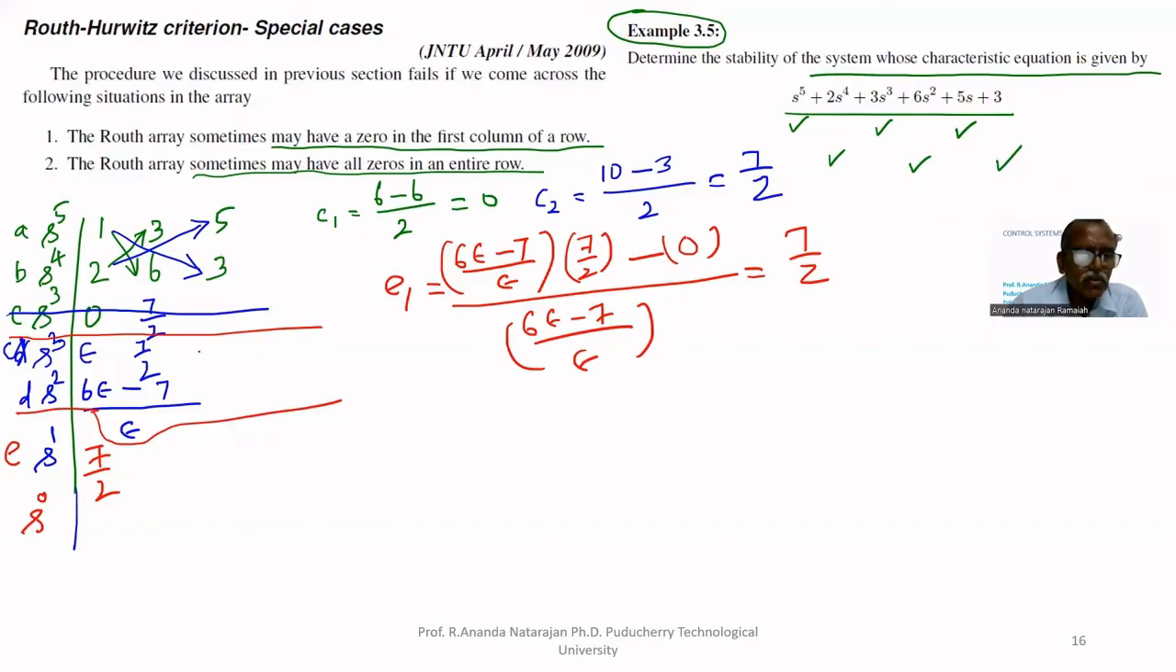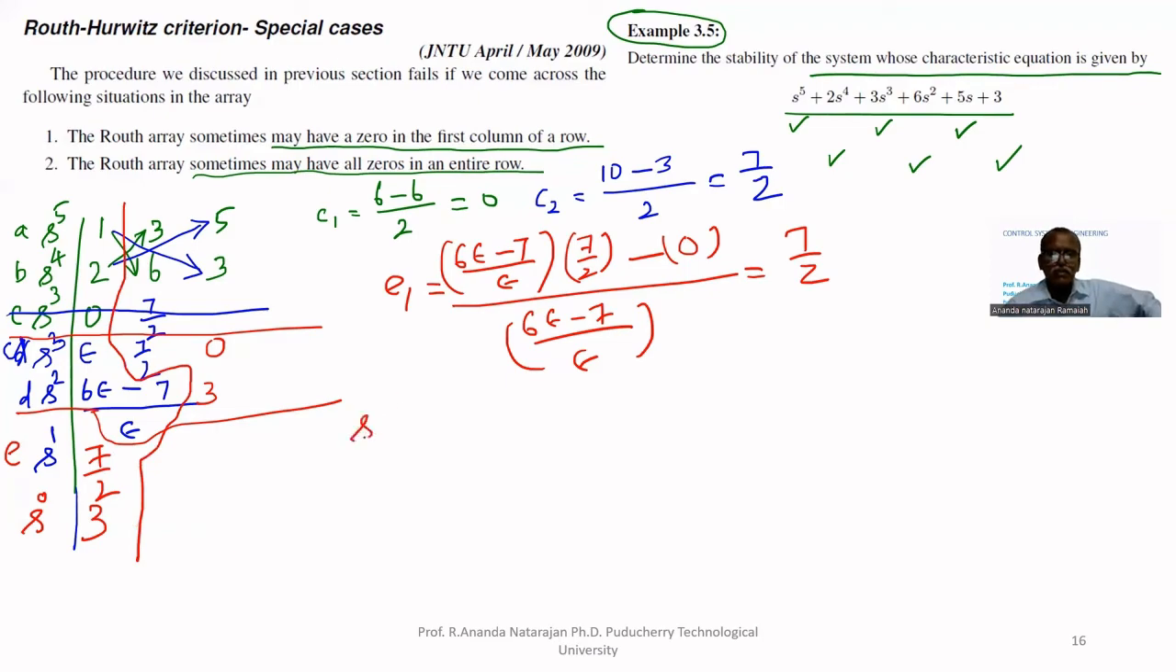Epsilon multiplied by one more element in S power 3: epsilon multiplied by 3 minus 2 multiplied by 0. Therefore, you will get 3 here. If you use this 7 by 2 and 3, you will get 3 here. So what are the first column elements? 1, 2, epsilon, then 6 epsilon minus 7 by epsilon, 7 by 2, 3.